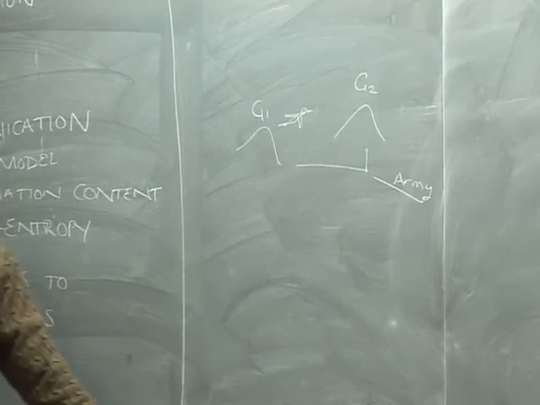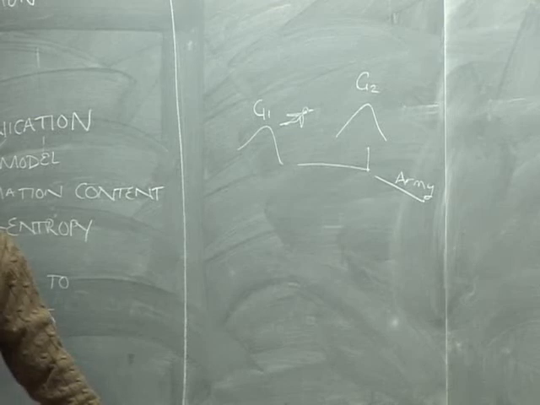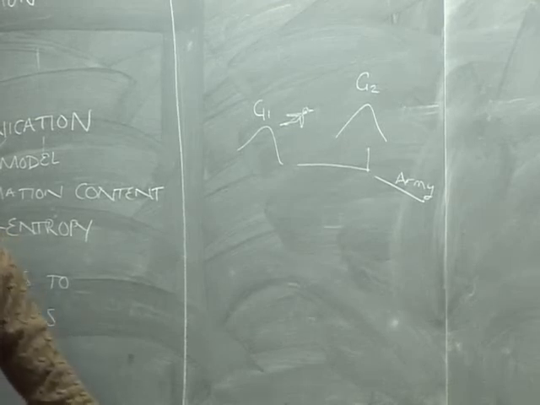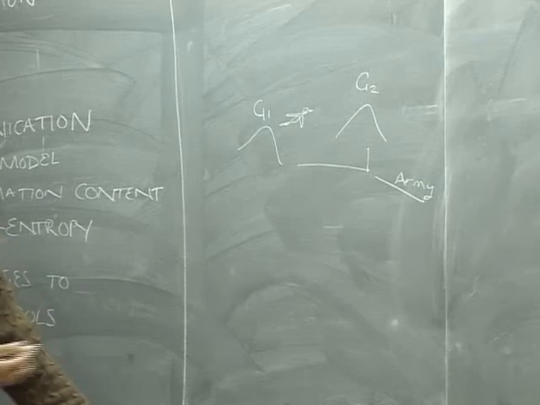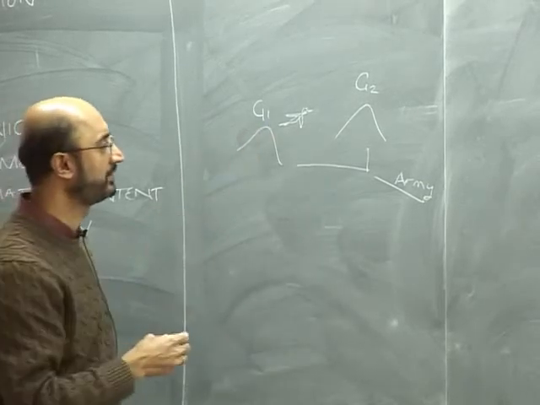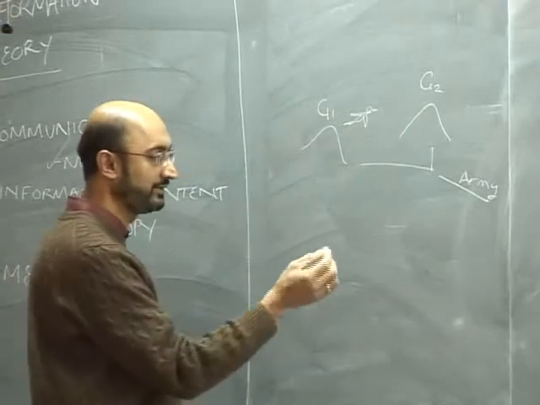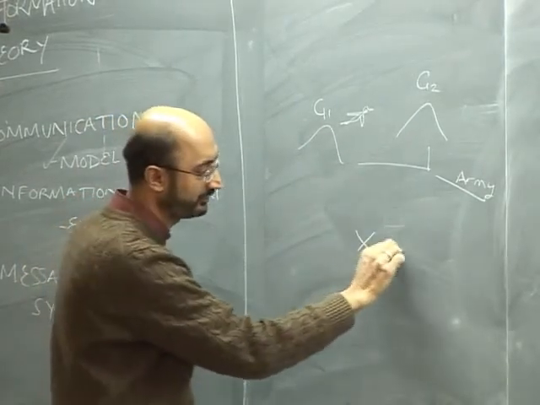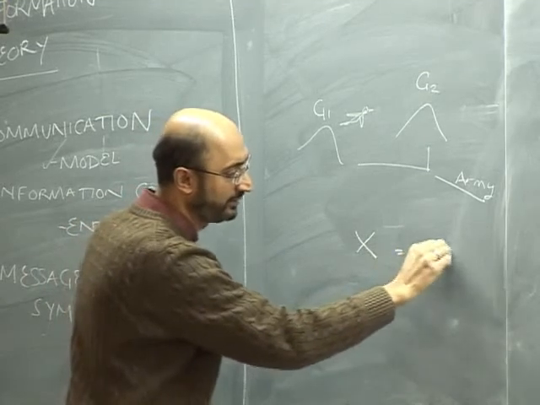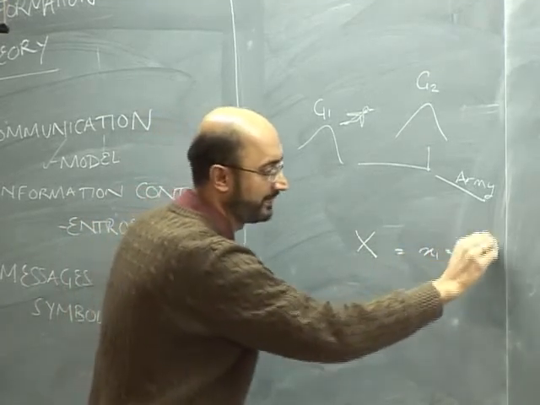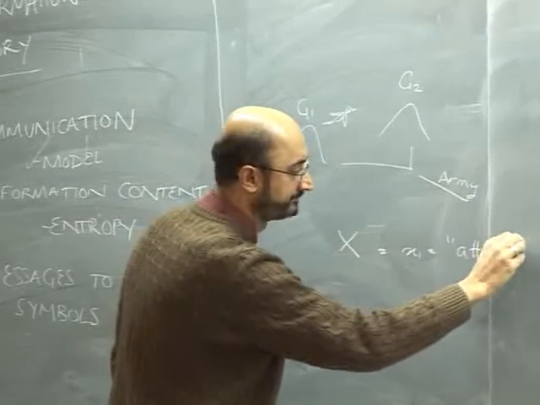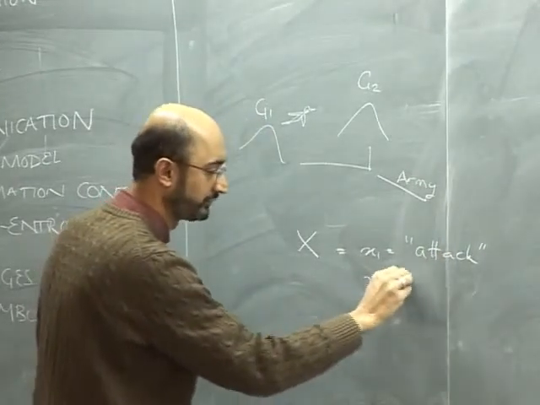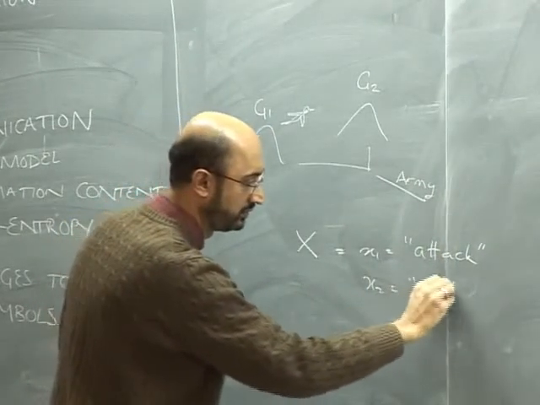General 2 doesn't know what general 1 is sending. Either it's going to be attack at dawn or not, and let's assume they're equiprobable. If they're equiprobable, then what this bird is going to send is just one message. So we have the random variable x takes on two values: x1 is attack at dawn, and x2 equals don't attack.